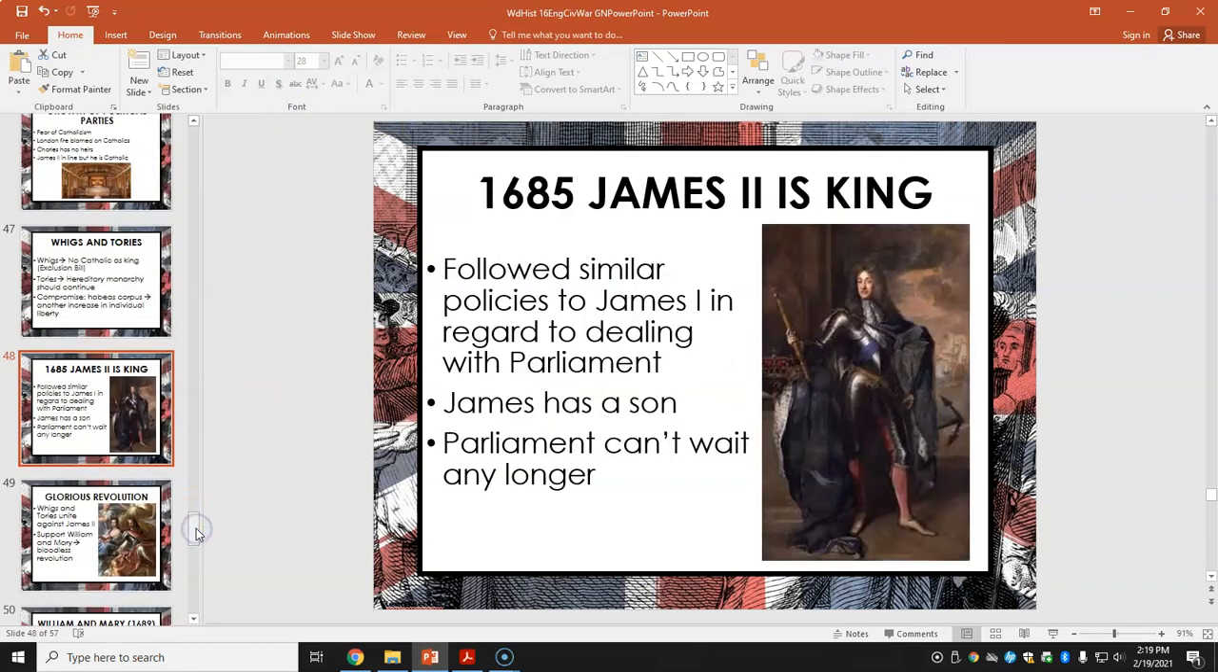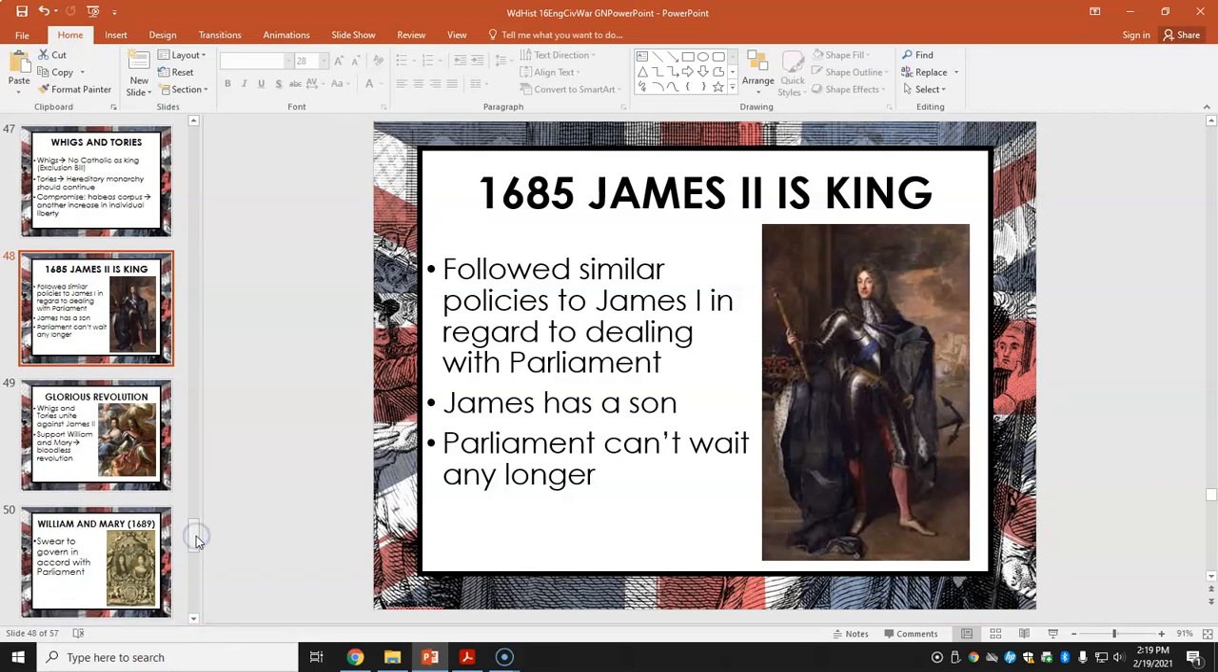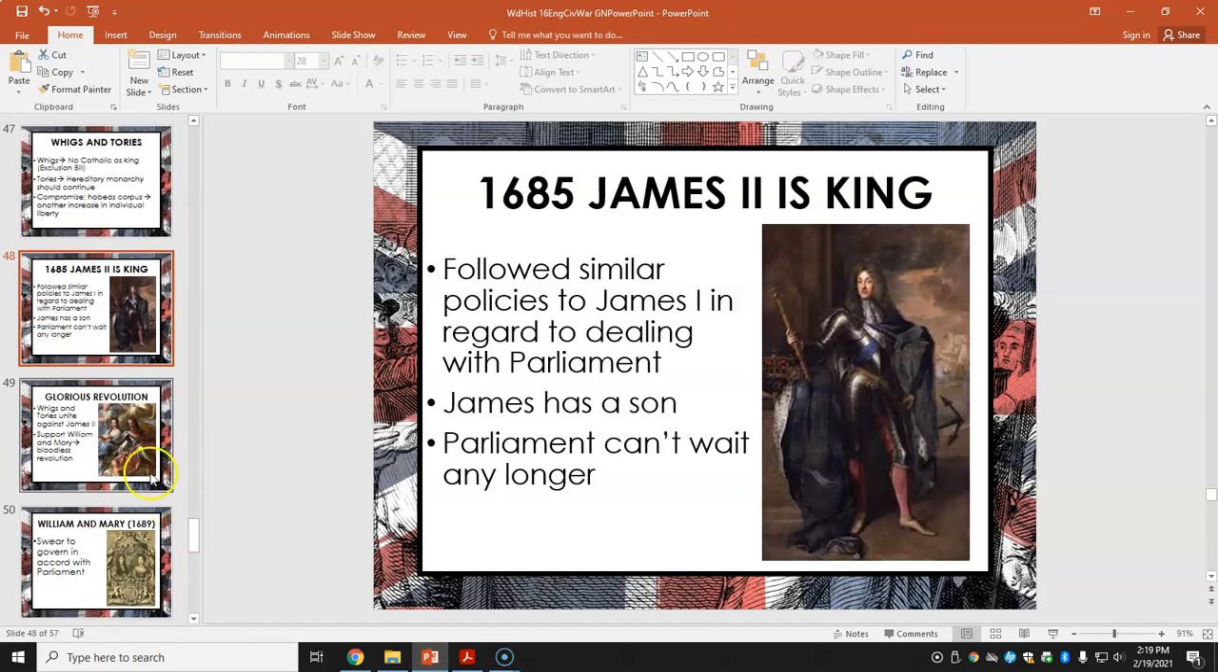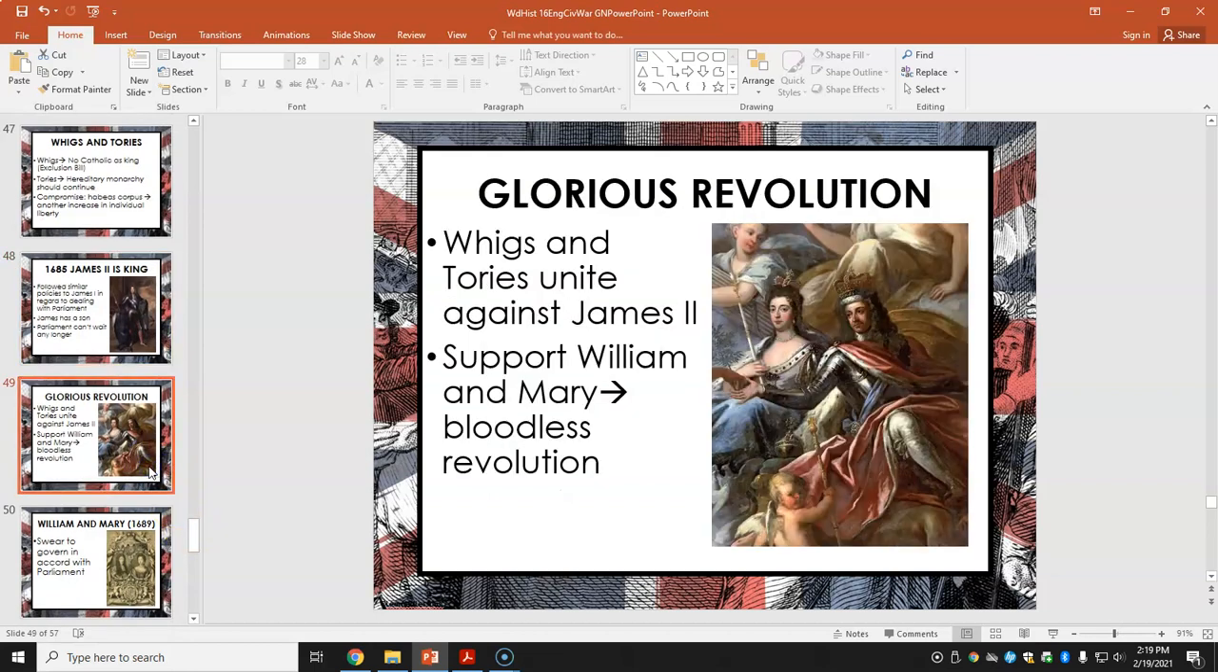In 1685, James II is declared king. He followed similar policies to James I in regard to dealing with Parliament. James has a son, and Parliament can't wait any longer. So this is when they start to basically rebel. Okay, this is where we're going to see this big kind of fight. So the Whigs and Tories unite against James II. They support William and Mary. This is known as the Bloodless Revolution.